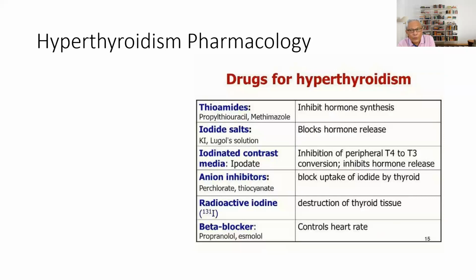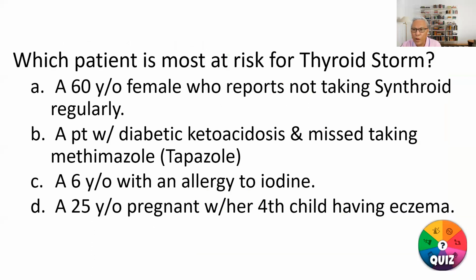Okay, so what are the drugs for the management of patients with hyperthyroidism outside of thyroid storm? Well, it's going to be the same. Your thioamides, which are propylthiouracil and methimazole, inhibit hormone synthesis, as we have already talked about. It could also include your Lugol solution, as well as your iodinated contrast media and other things such as radioactive iodine. And we'll talk more about radioactive iodine in a little bit. So before we do that, let's go ahead and answer this question.